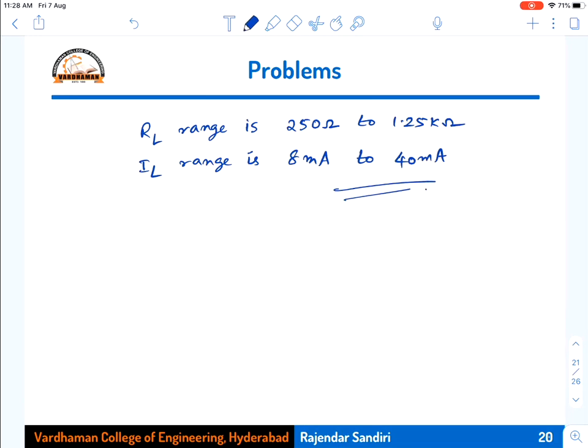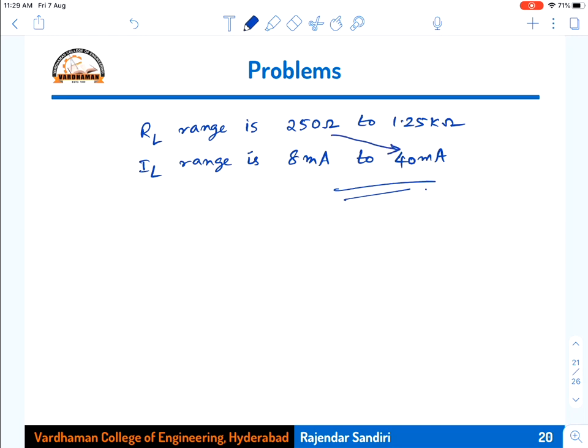So this is the range of IL and RL for which the Zener diode will be on. I am varying the load resistance. Load resistance RL you can keep varying from 250 ohms to 1.25 kilo ohms, such that your diode will keep continuing in the on condition. For those values of RL, the IL range will be 8 milliamperes to 40 milliamperes. That means when RL is low, the current will be maximum.